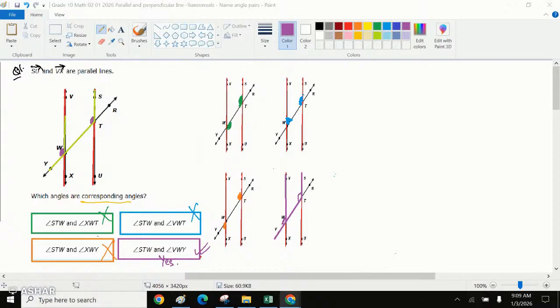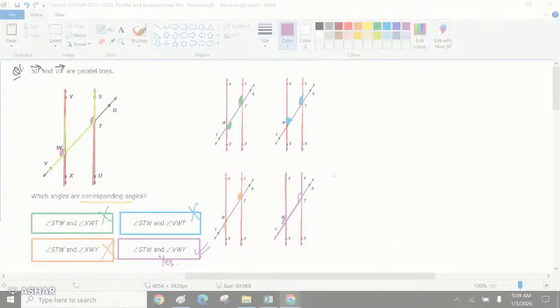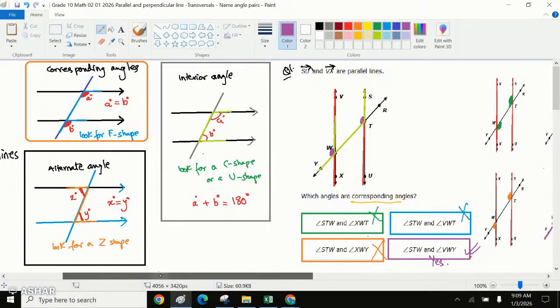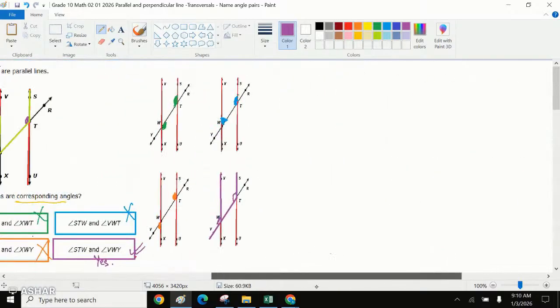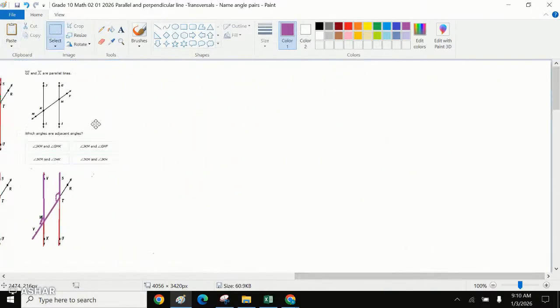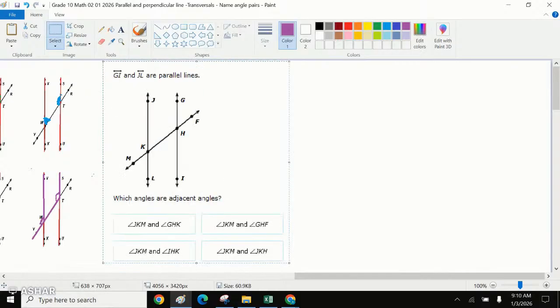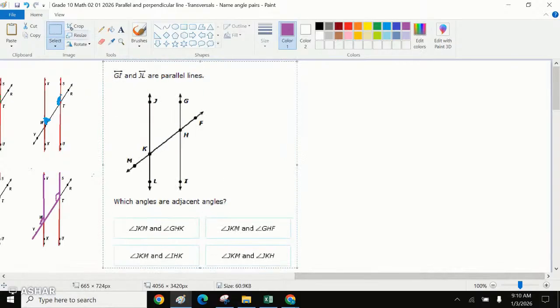Let's look at the next example. In the next question, what they're asking us to do is find the adjacent angles. Okay. We did not do adjacent. Let's do adjacent. I'll make 4 copies first so that we can utilize them.